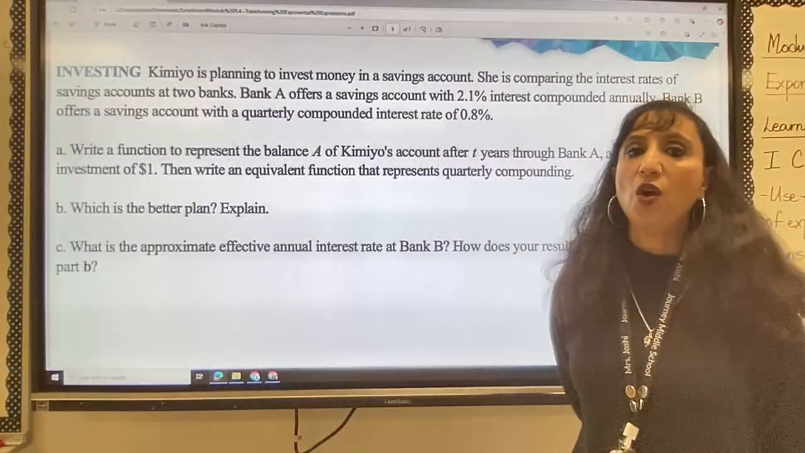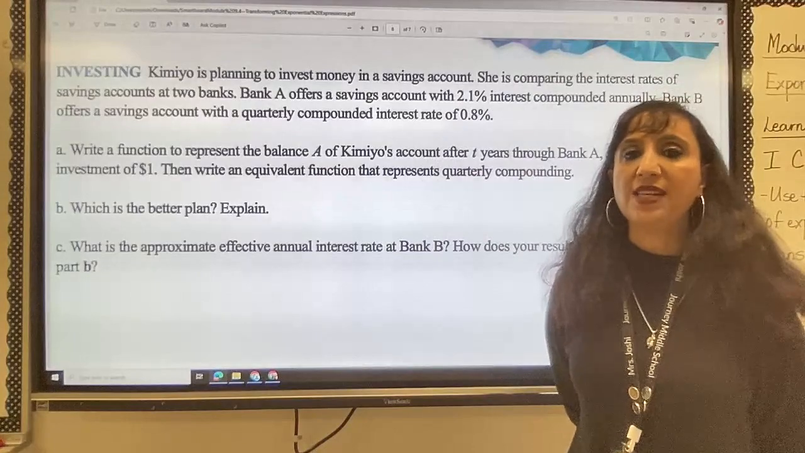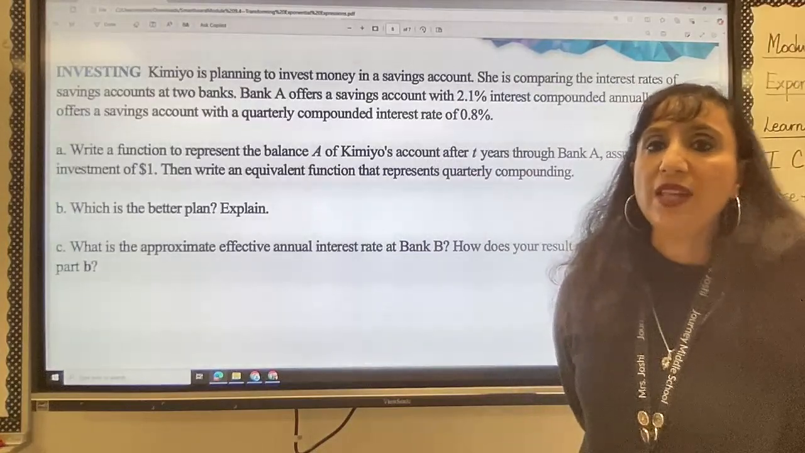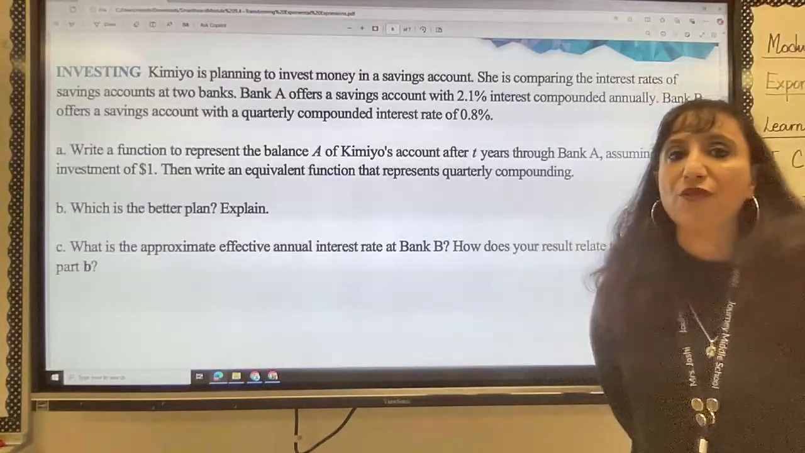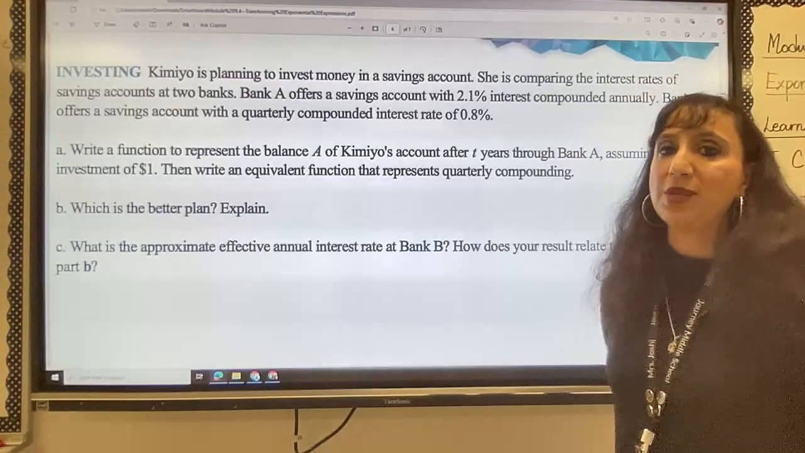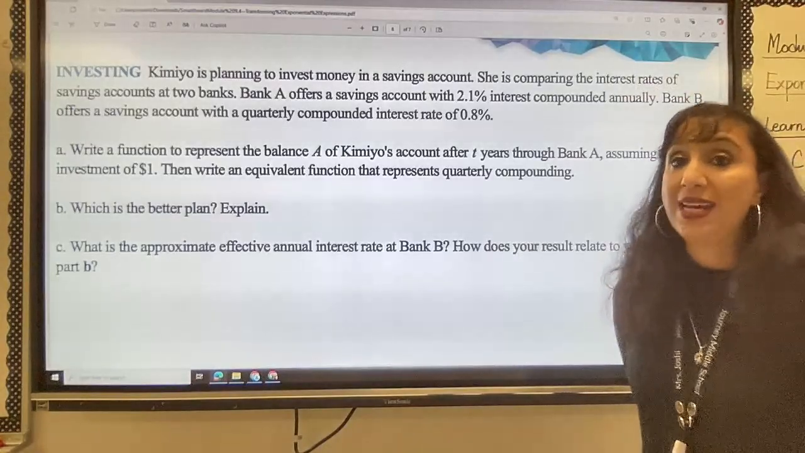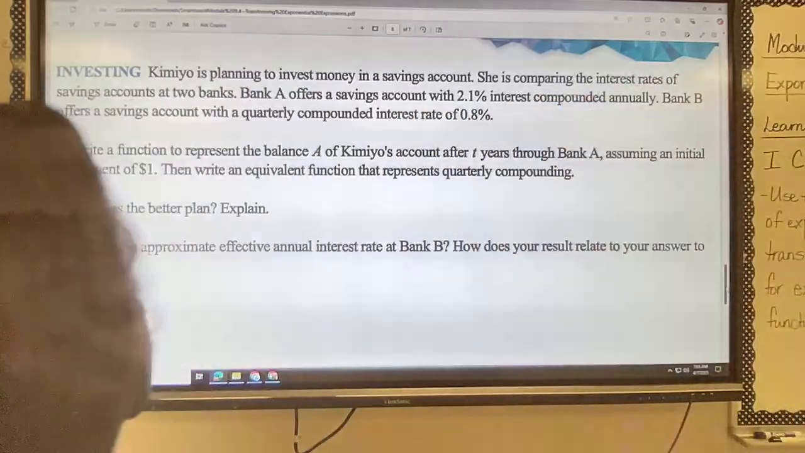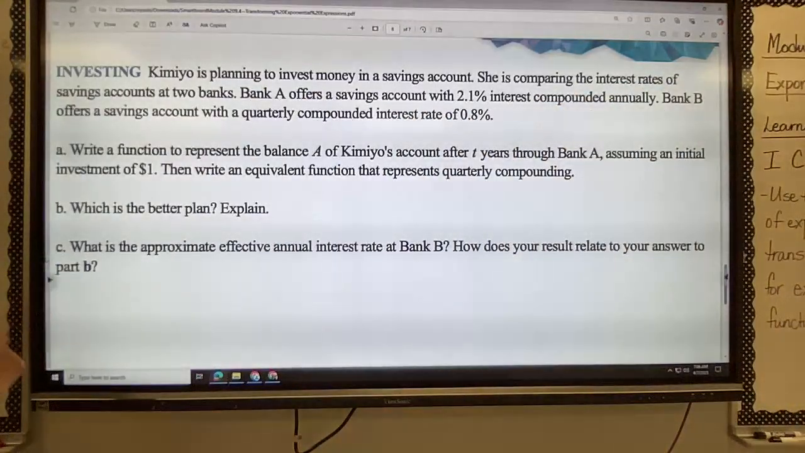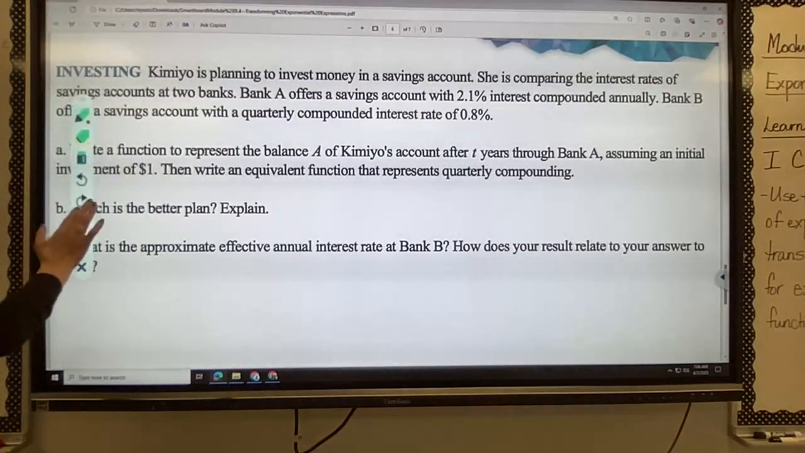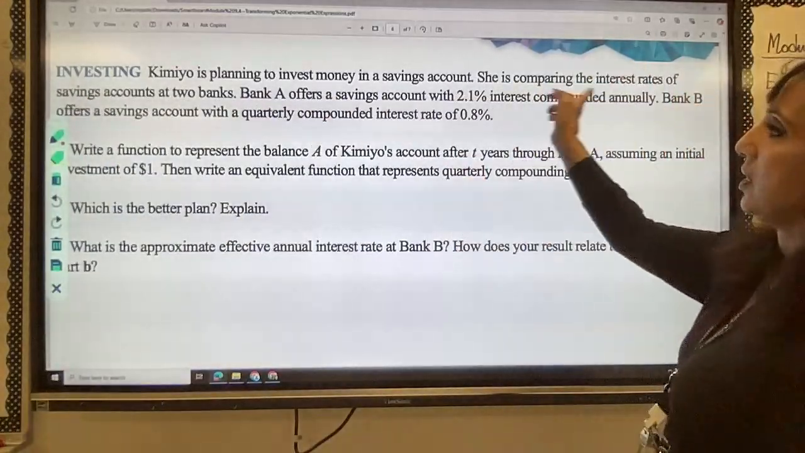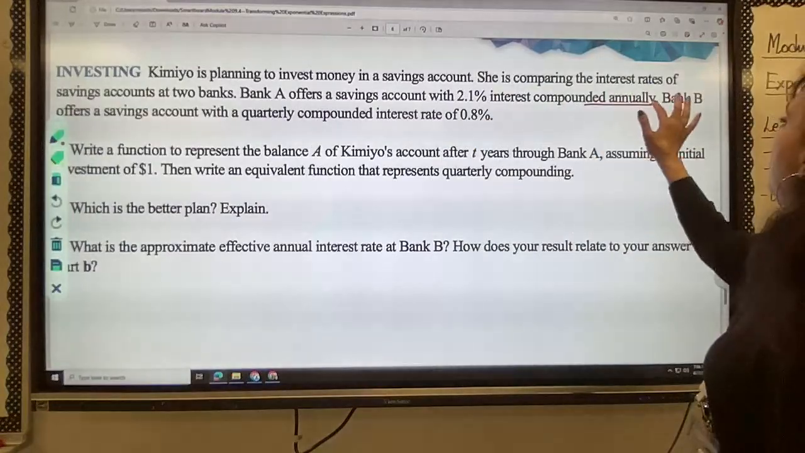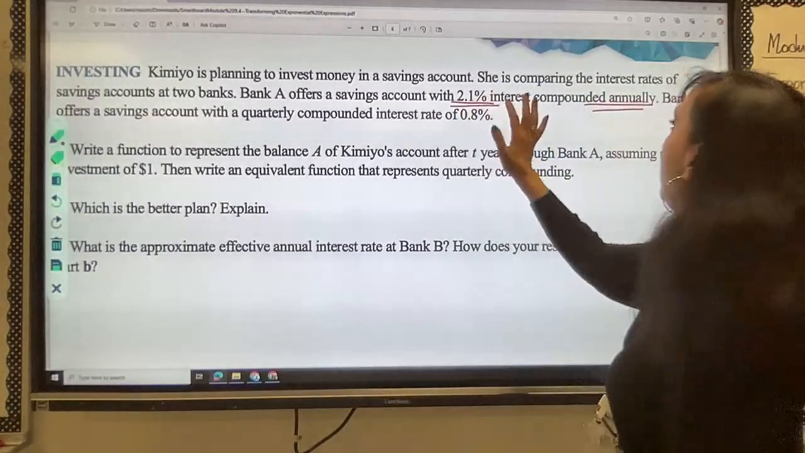Investing. Camille is planning to invest money in a savings account. She is comparing the interest rates of savings accounts at two banks. Bank A offers a savings account with 2.1% interest compounded annually. Okay, compounded annually. So, that's the first thing we need to look at. This is compounded annually. And this is my interest rate.